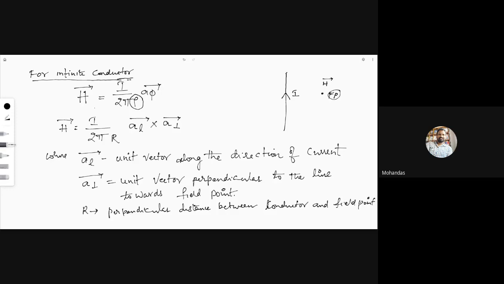Conductor. H equal to, write down this formula. H equal to, we are generalizing this formula, 2 pi r into AL cross A perpendicular unit vector. I define these things: what is the AL, what is the A perpendicular, and what is the R. Note down these things. Please note this down. Later, after that, we will do a problem.